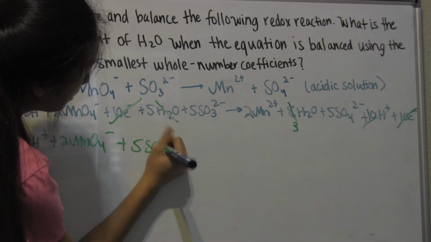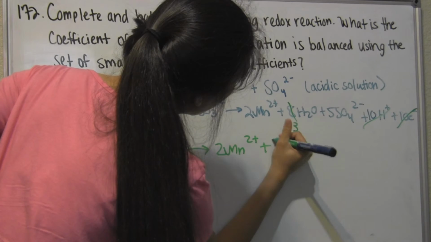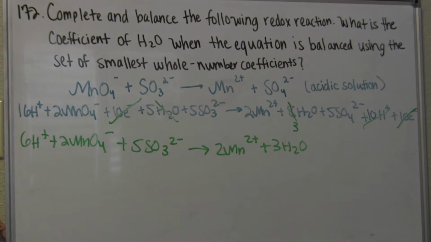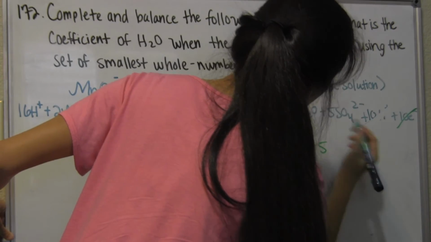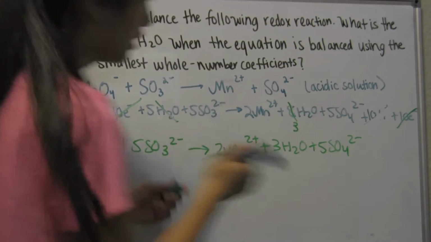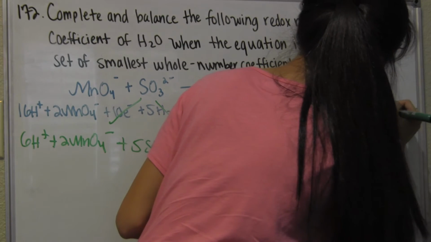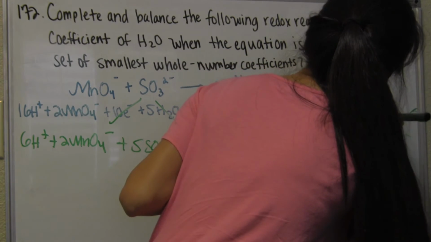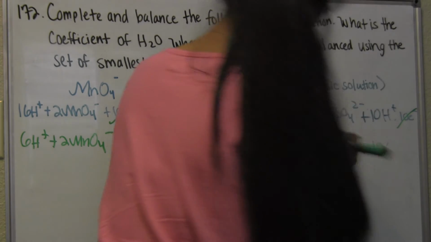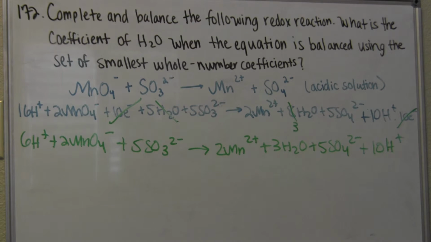And then you're going to add the 5SO3 2 minus yields 2Mn 2 plus 3H2O plus 5SO4 2 minus plus 10H plus. So now that we see here, this is our completely balanced equation, our balanced reaction.